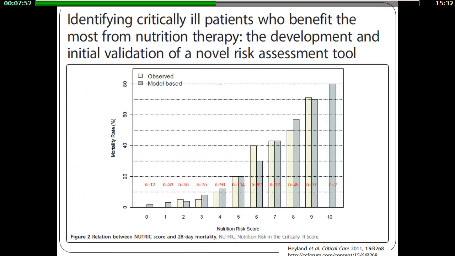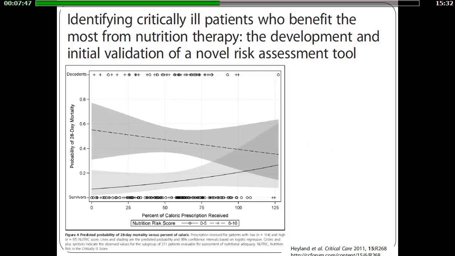Indeed, they found, and this is not surprising at all, that the sicker the patient, the higher the mortality by deciles. And also they found, and this is a proof of concept in the view of the authors, that those patients having a high score, more than 6, had a decreased mortality which was proportional to the % of caloric prescription received. This did not hold true for the patients with a low Nutric score. So this was interpreted as a predictor of need for nutrition.